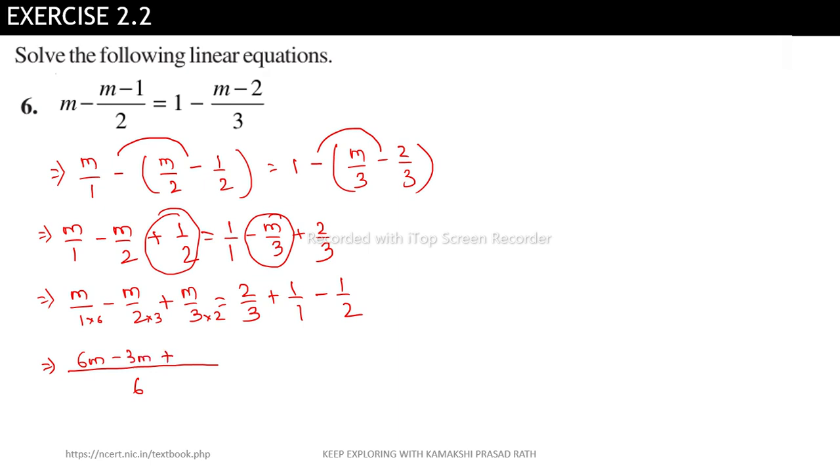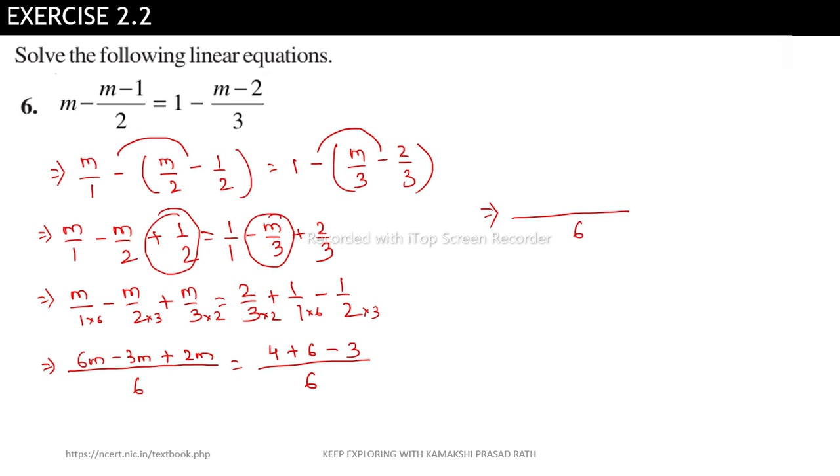So 3m plus 2m is equal to, same, again 3, 1 and 2, there is no common factor, so the LCM is 6. So 3 2s are 6, 2 2s are 4. Again 1 6 is 6, minus 2 3s are 6, 1 3 is 3. Hence we get the common denominator 6.